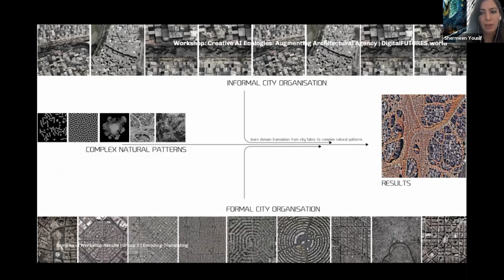Group 2 took another approach, which is how methods of translating and encoding can be applied: domain transfer to multiple networks, where each network has 2 data sets. I'm presenting here only one network, which has 2 data sets, informal city and formal city, and how this kind of domain transfer can give us new designs for informal or formal cities. So we can think of both. How do we reorganize and redesign certain informal settlements?